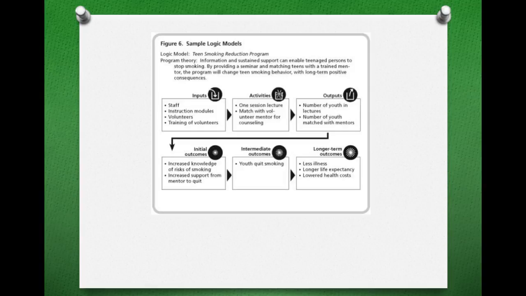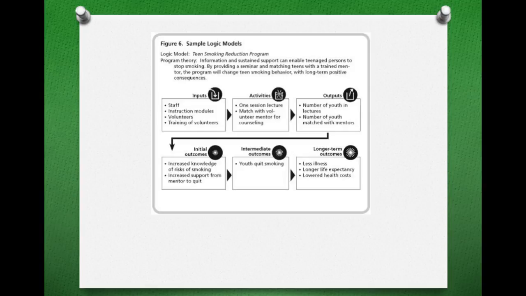I'm going to walk you through an example of a logic model. This is a teen smoking reduction program. Inputs: staff, instruction modules, volunteers, and training of volunteers. If we have that input, then we can do these activities. The program includes one session lecture, and then to match volunteer mentors for counseling with teens. The outputs then are the number of youth that attend the lectures, and then the number of youth matched with the mentors. So we have those outputs.